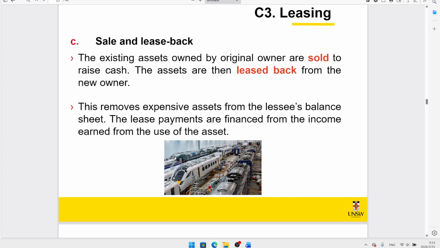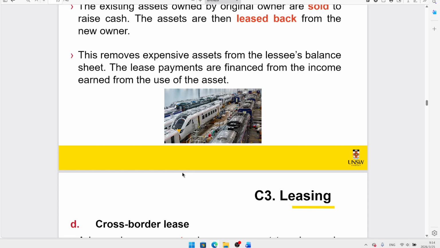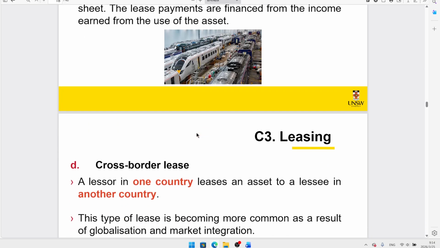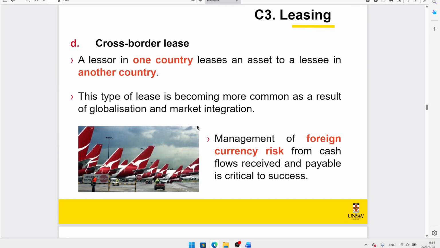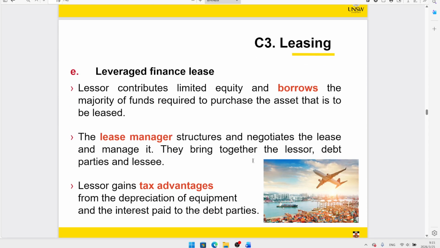It removes expensive assets from the lessee's balance sheet. The lease payments are financed from income earned from the use of the assets. In the cross-border lease, a lessor in one country leases an asset to a lessee in another country. Management of foreign currency risk from cash flow received and payments payable is critical to success.